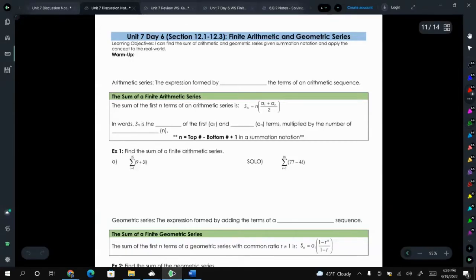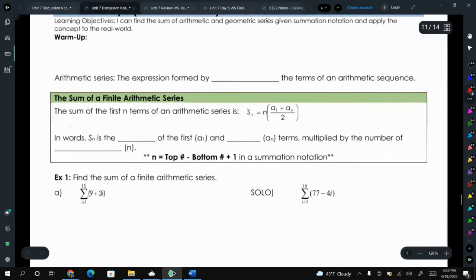Today we're going to be talking about finite arithmetic and geometric sequences. We talked about some arithmetic sequences yesterday and some other types of sequences. Today we're going to talk about shortcuts for arithmetic and for geometric.